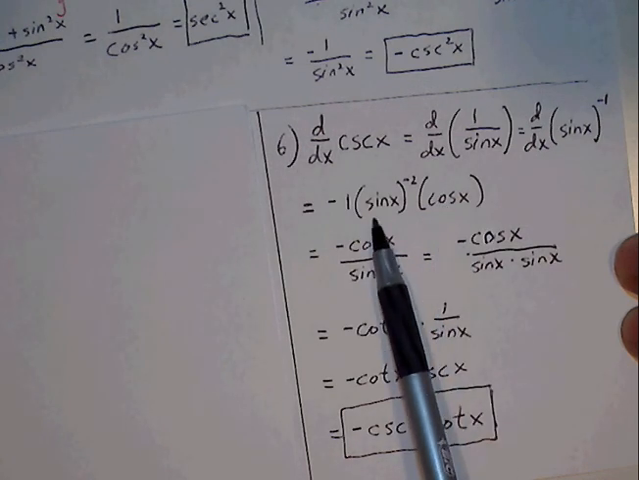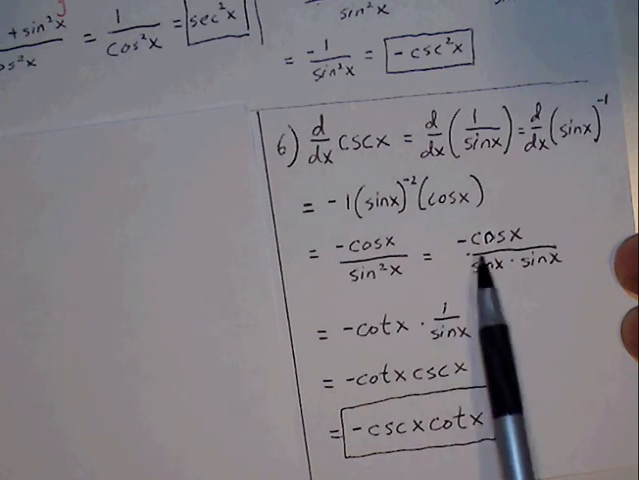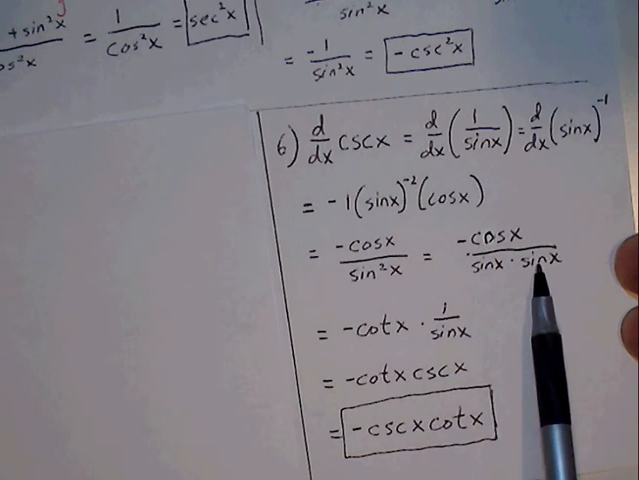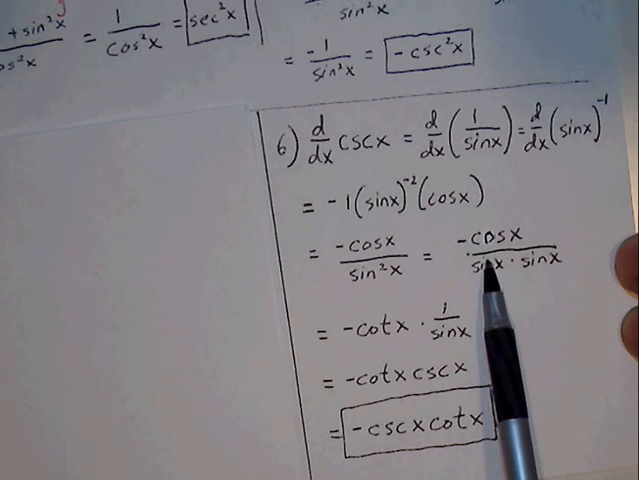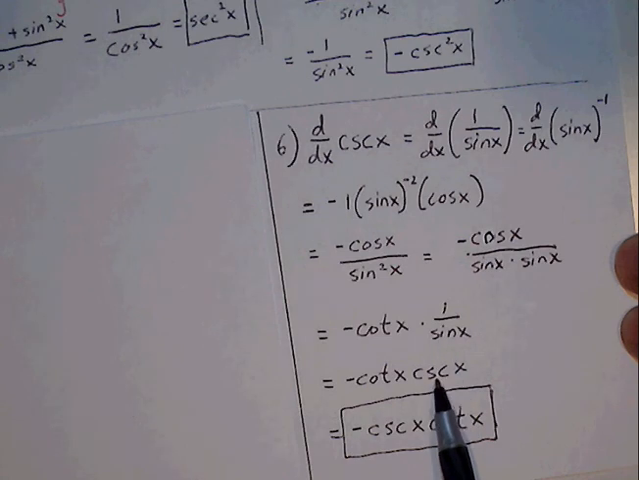Okay. Now the sine of x can be brought down to the denominator. We can expand this as sine x times sine of x. Okay. Cosine over sine can be rewritten as negative cotangent of x. And then times 1 over sine of x can be thought of as cosecant of x. And the more conventional way of writing the derivative for cosecant of x is just negative cosecant of x times cotangent of x.